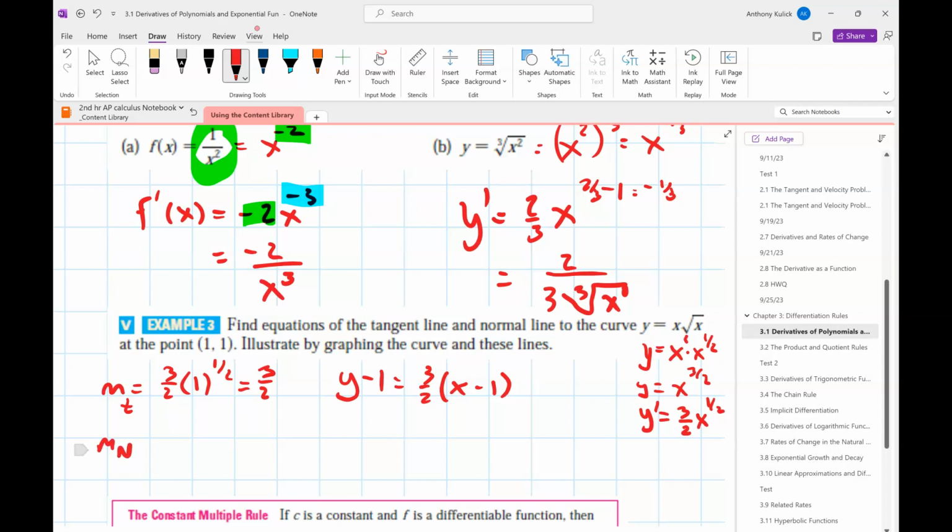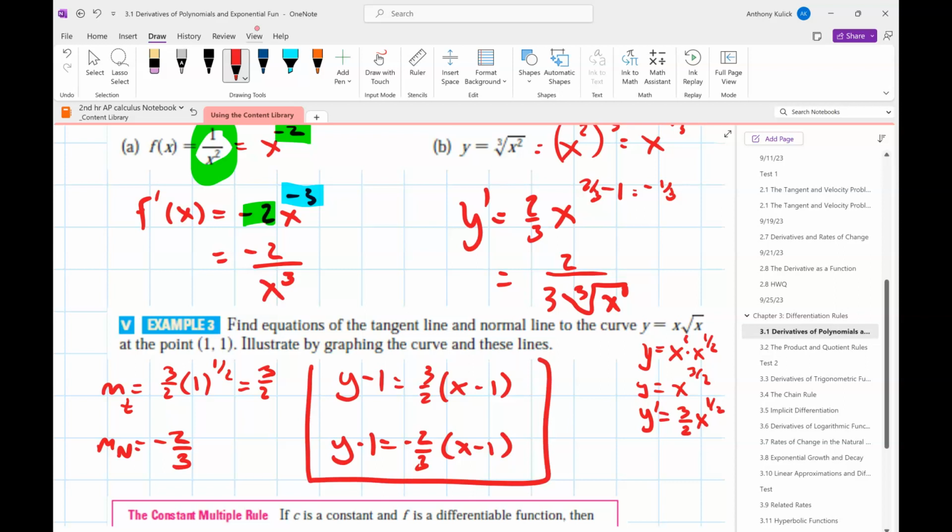The normal is perpendicular to the tangent. So what do we know about slopes of perpendicular lines? Opposite reciprocal, so that's just negative 2/3. So there they are. The normal is always perpendicular to the tangent. That's an N for the normal, N for normal, T for tangent.